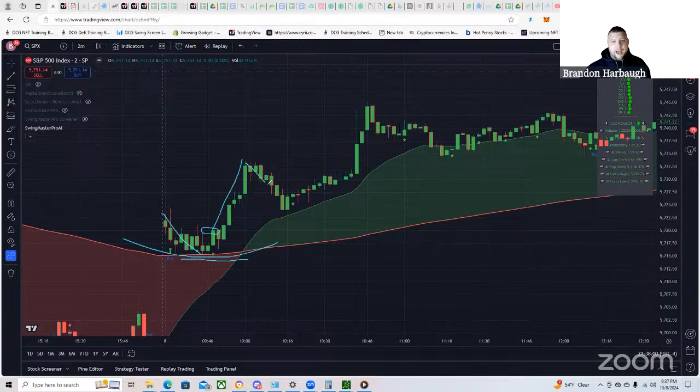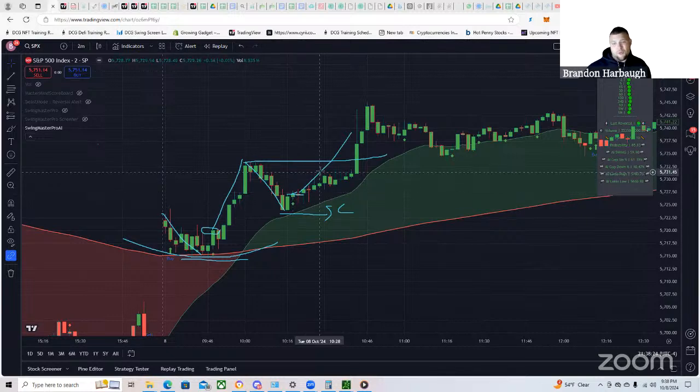Then we get a pullback right here. I'm taking this buy right there. There's my stop loss. I love trading this on futures because I know where my fixed stop loss is every single time. And then look, we explode to the upside. Did we take that high out? Absolutely. Doesn't mean I'm holding it for all that because to me, if I enter this trade right here at 26 and it's up here at 31, 32, that right there is about $250 on one ES contract.